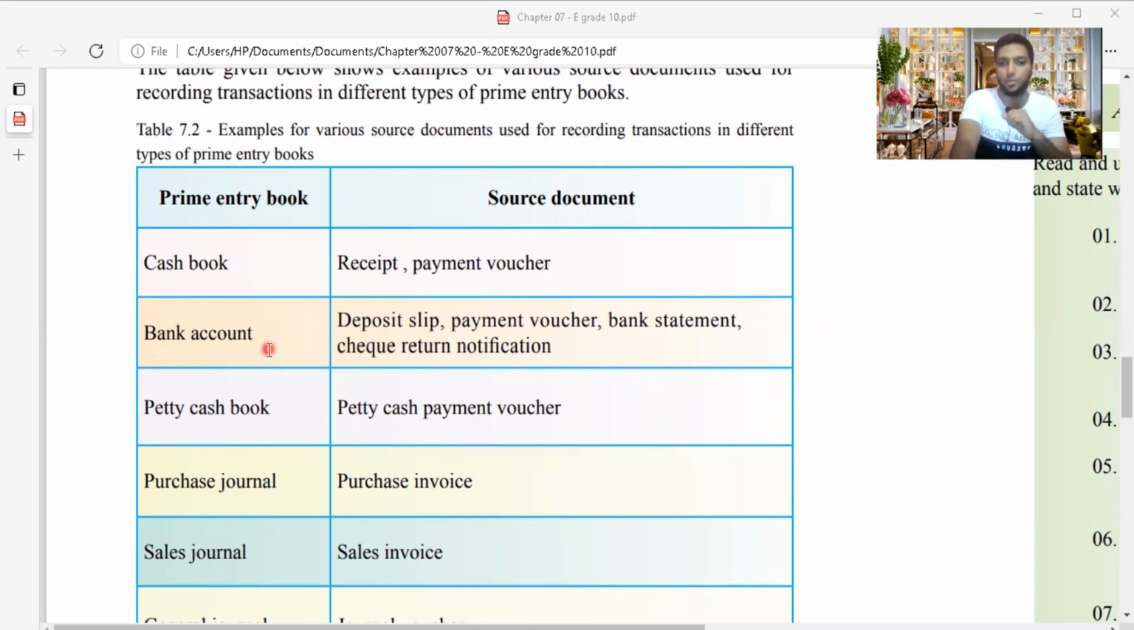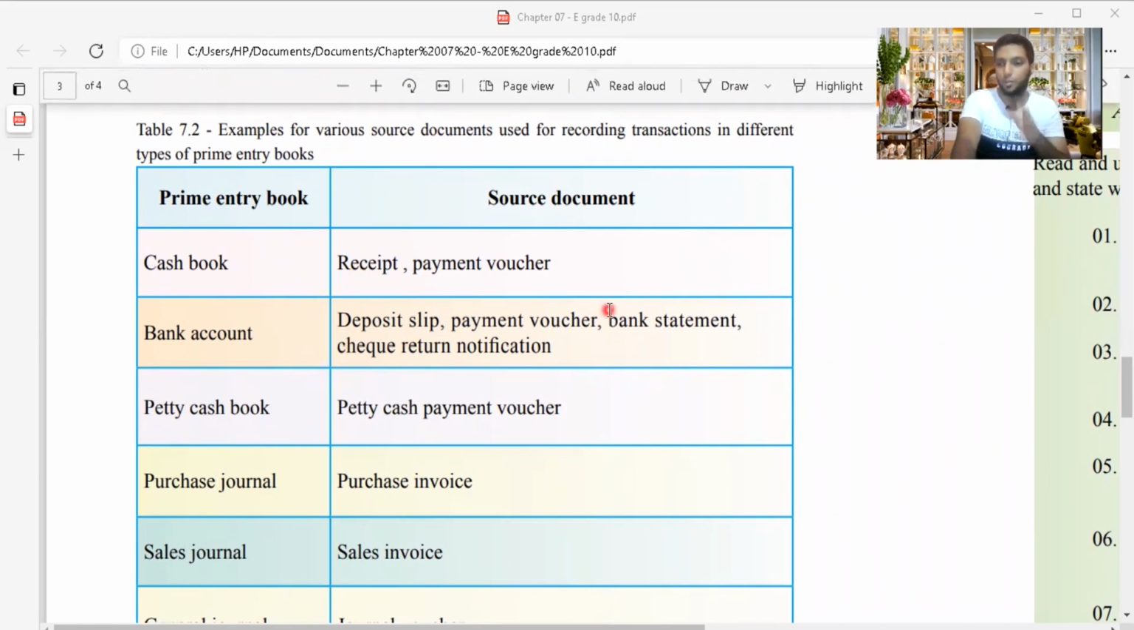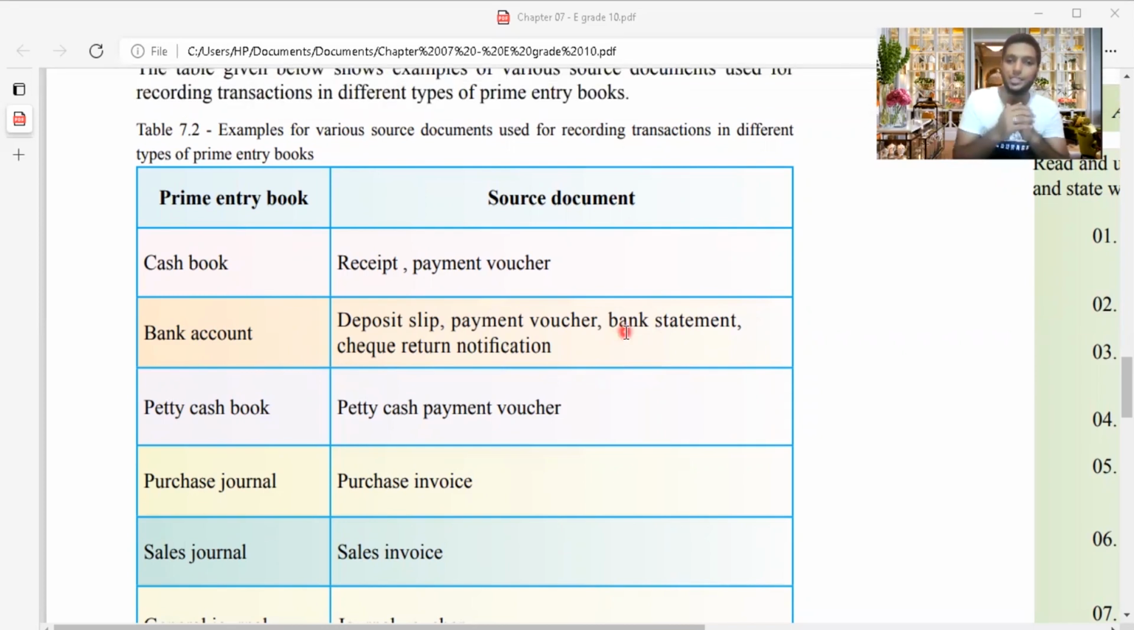Again, when it comes to bank account, when you are depositing money in your bank account, you should have a deposit slip. Whenever you are making a payment, you should have a payment voucher. But you can also see from your bank statement. Bank statement is not what you prepare. It's sent by the bank to you. So bank statement is also important. And then when it comes to check return notification, if there are any dishonored checks, those things are also very important to see whether the bank account is correctly recorded or not.